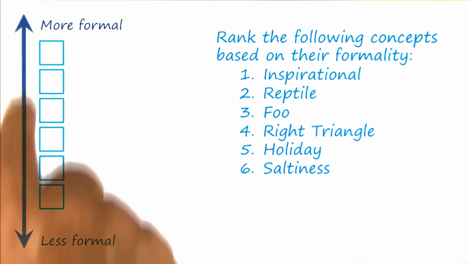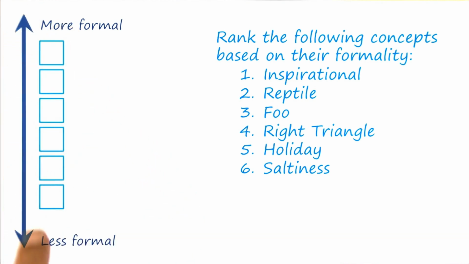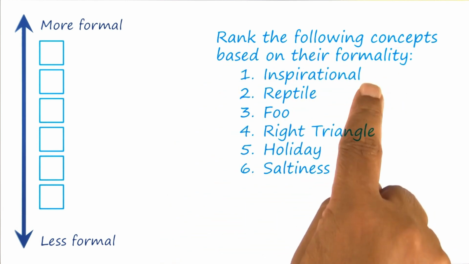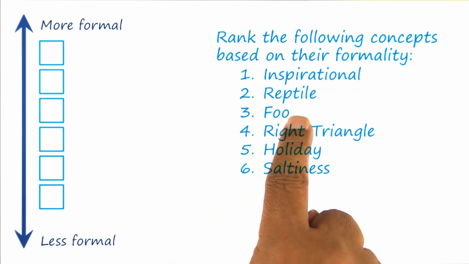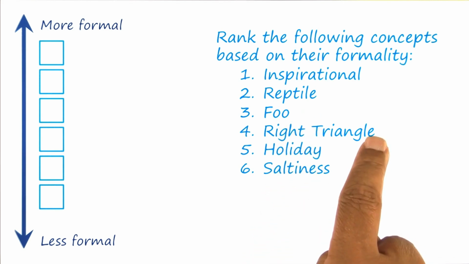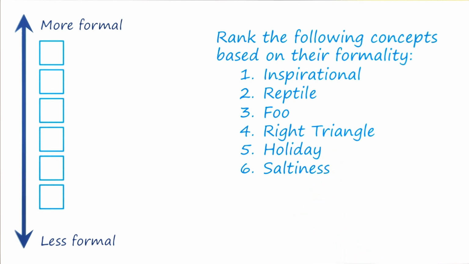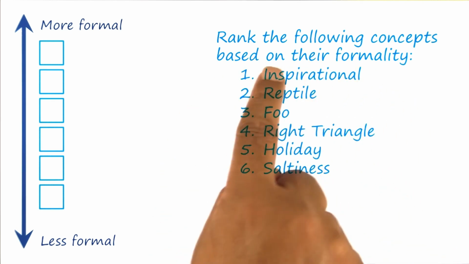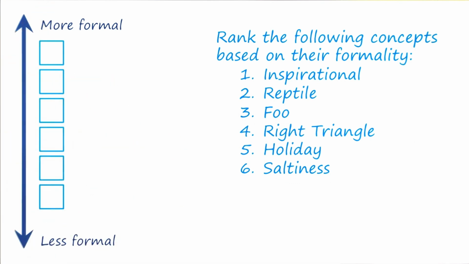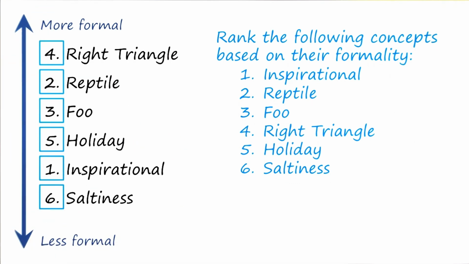On the left again is a spectrum from very formal to less formal. On the right here are 6 concepts. Inspirational, reptile, foo. Foo here is the same concept that we came across when we were talking about incremental concept learning. This is the same foo here. Right triangle, holiday, saltiness. Can you rank these 6 concepts according to the notion of formality that we have studied so far? What answer did you come up with, David?